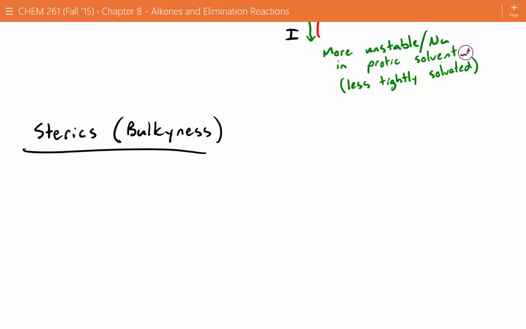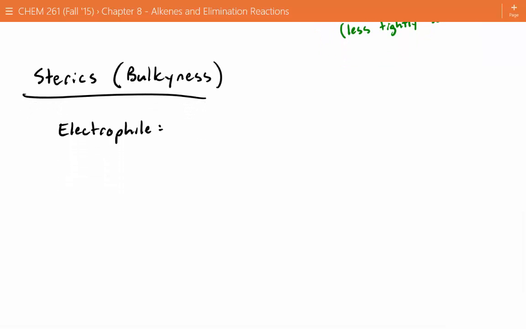So let's compare our electrophile. Do we want a bulky electrophile or a non-bulky electrophile for a substitution reaction that's SN2, for example? Yeah, so the electrophile for SN2 should not be bulky or hindered.